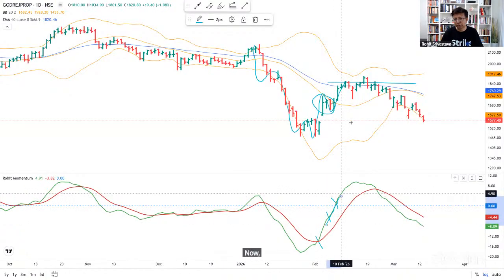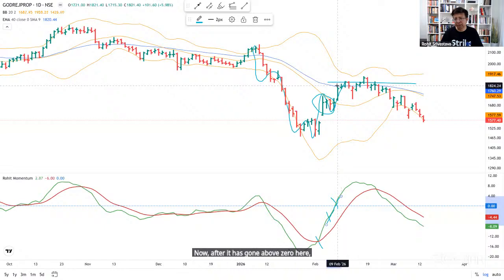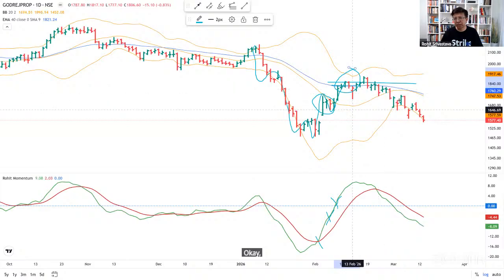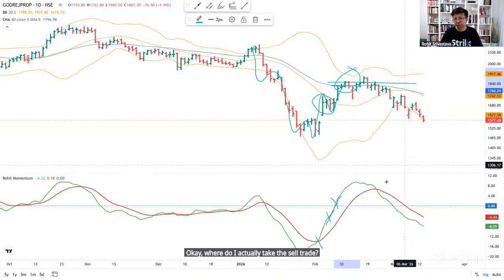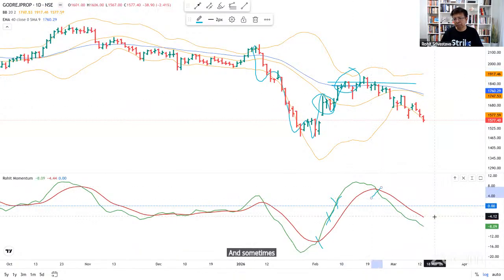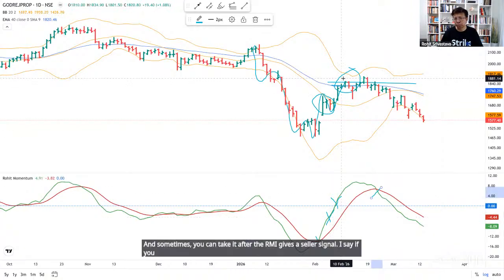Now after it has gone above zero here, then we start wondering, okay, now you're at the average, you're at the Bollinger Band. Where do I actually take the sell trade? So then it becomes a little more fine tuning. Sometimes we take it closer to the band, and sometimes you can take it after the RMI gives a sell signal.